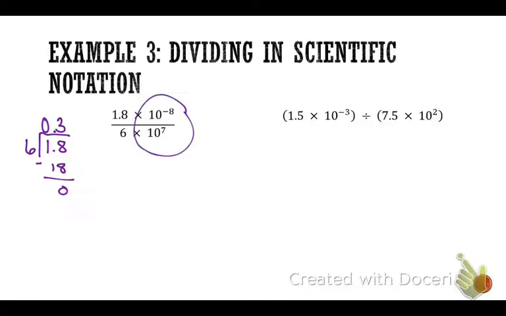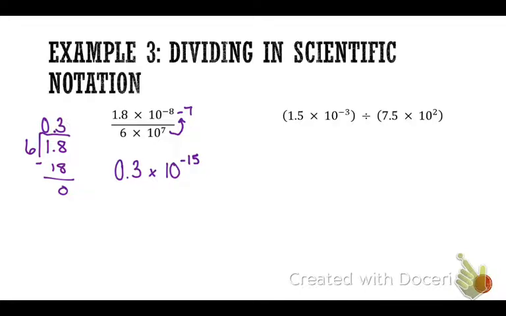Now, what do you guys see here? Could I use an exponent property? Yes. Would I add my exponents together? No. What do I need to do? Subtract my exponents. So I'm going to subtract my powers of 10 up into the numerator. So negative 8 minus 7. What's negative 8 minus 7? Negative 15. 10 to the negative 15. So let's bring our answer together. 0.3 times 10 to the negative 15th power.